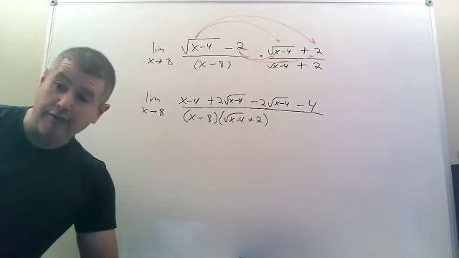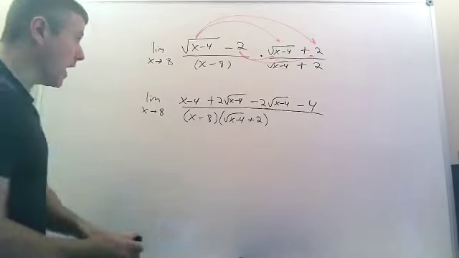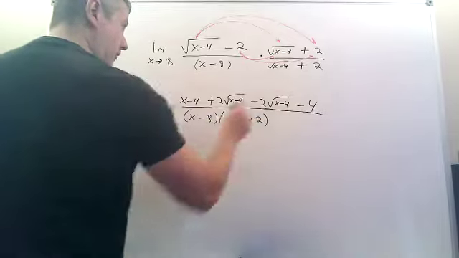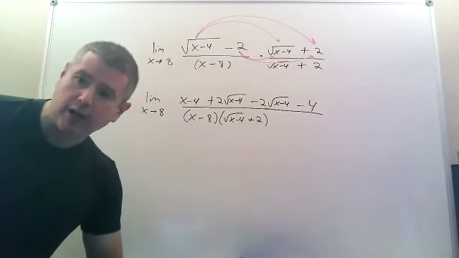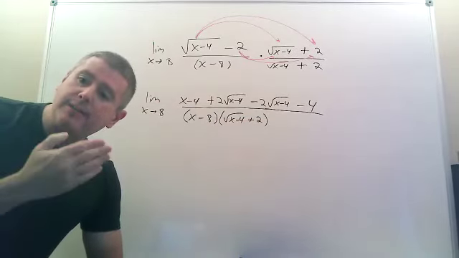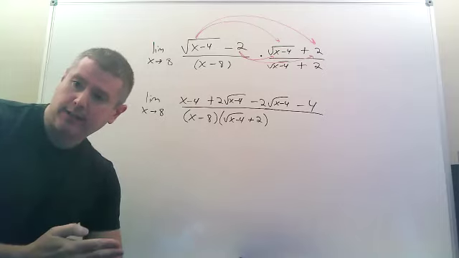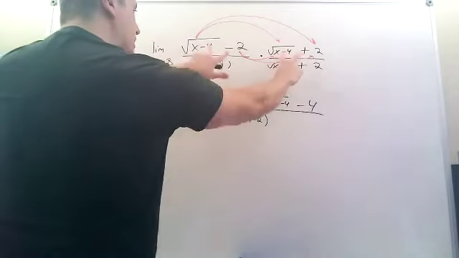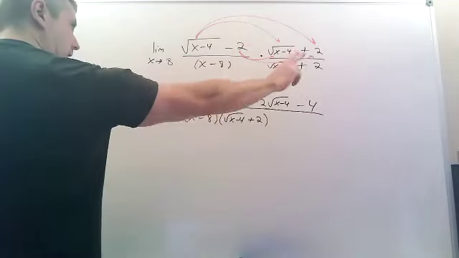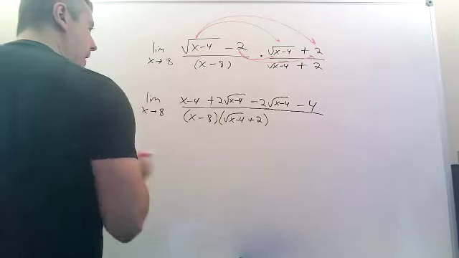I see people get very lazy with this. They just write this and this, because they're like, oh, the middles cross out. Yeah, they're going to cross out. But part of this question is me testing if you understand how to do this product correctly: first, outer, inner, last. That product has 4 terms.